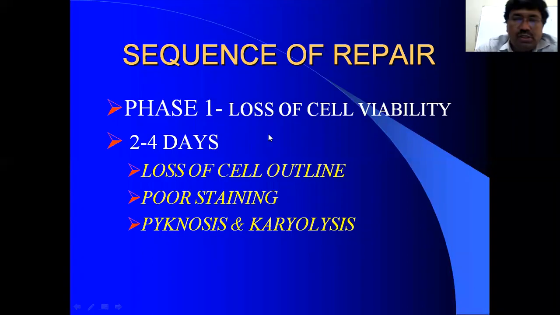So the stages of repair. Once there is an ischemic injury, there are 7 or 8 stages, and this is the first stage, phase 1. There is a loss of cell viability. It occurs in the first 2 to 4 days. There is a loss of cell outline, poor staining, and pyknosis, everything in phase 1.